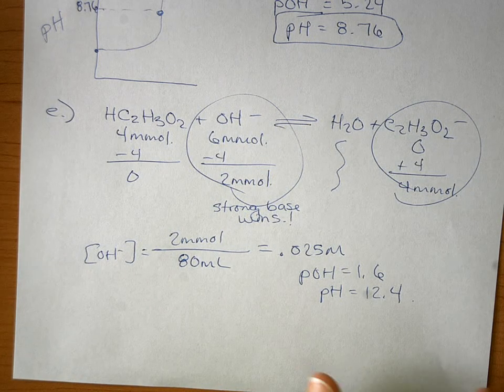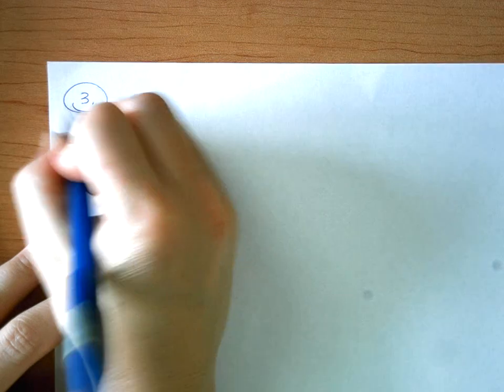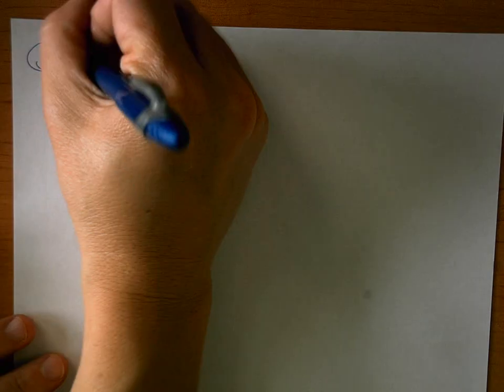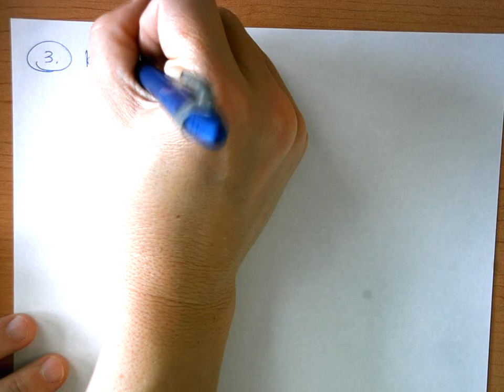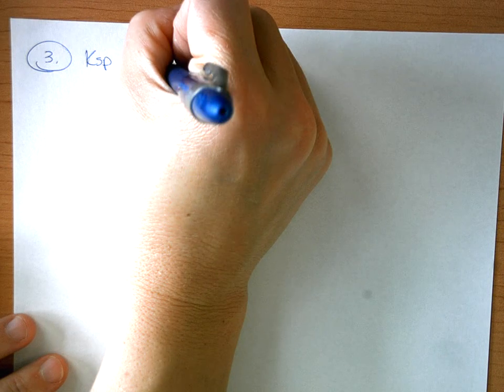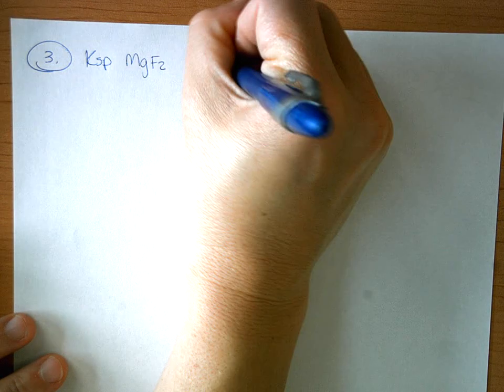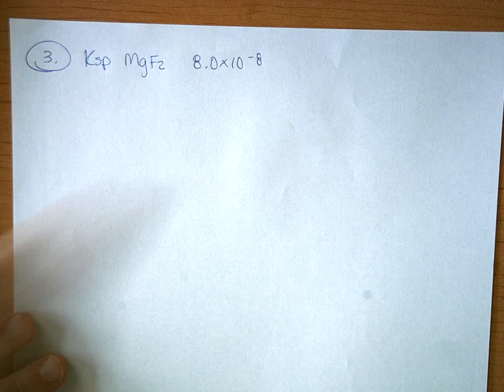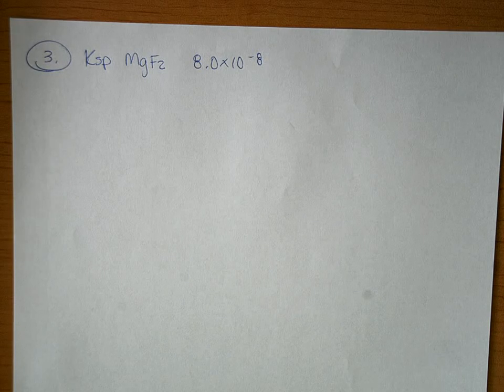Okay, on to the Ksp questions 3, 4, and 5. Number 3 gives you the Ksp for magnesium fluoride is 8.0 times 10 to the negative 8. What is the molar solubility?